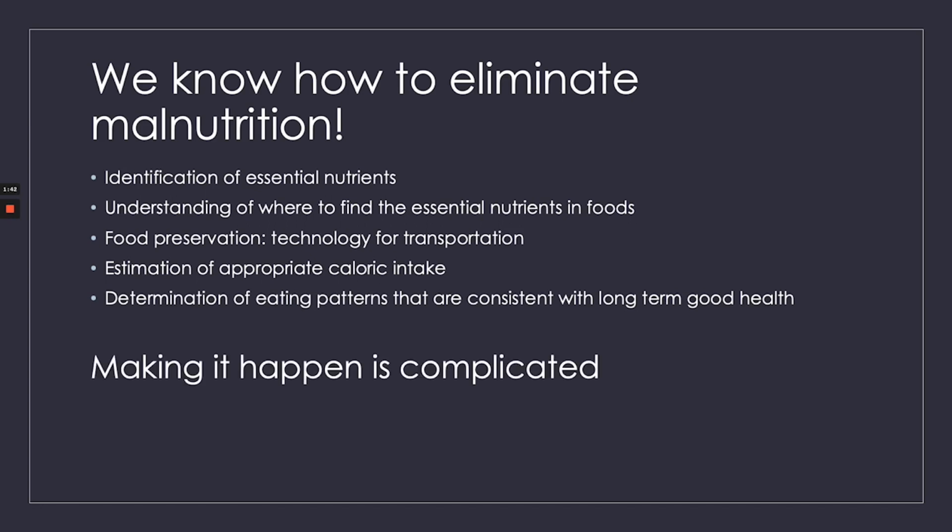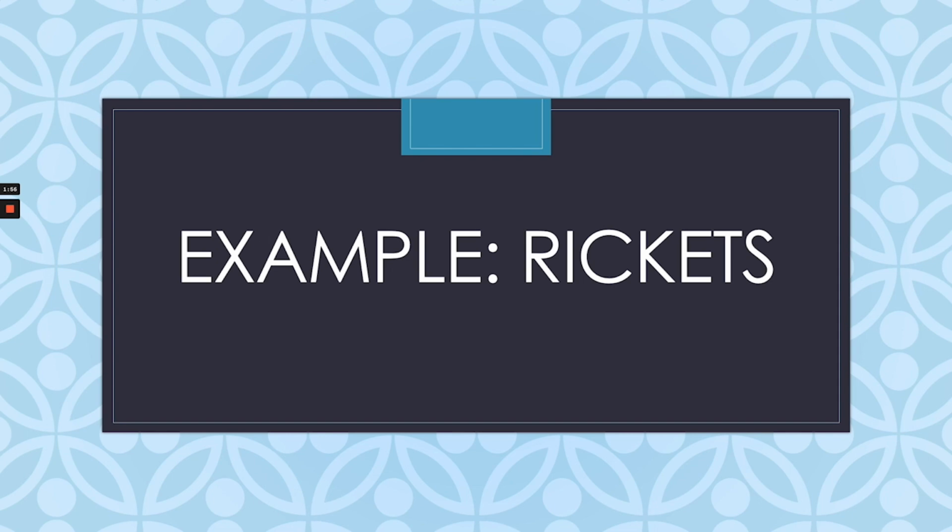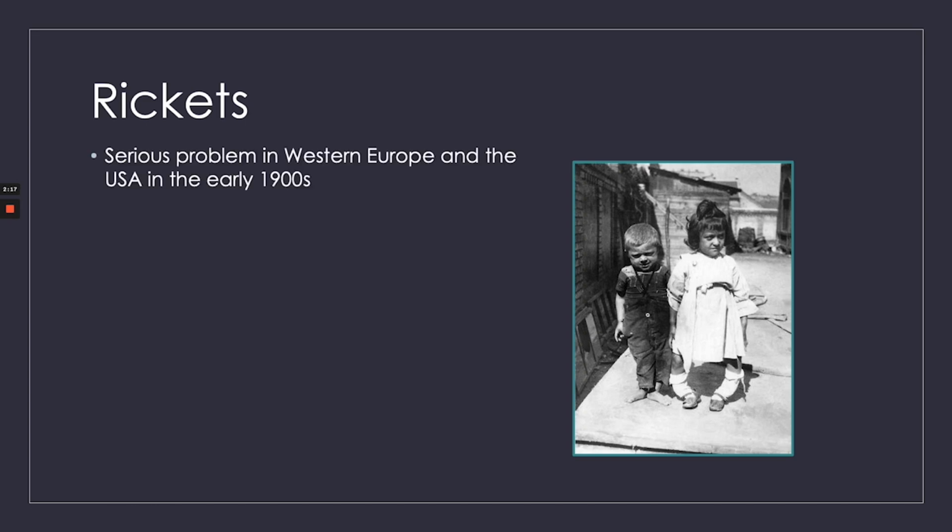However, the hard part is that making this happen is actually very complicated because there's other mitigating factors that keep these things from being implemented, including our own decisions. So I'm going to go over a historical example of how through the scientific process we've gained understanding about one aspect of human nutrition. We're going to talk about finding a cure for rickets. So what is rickets? It's a childhood disorder that involves softening and weakening of the bones. And you can see these children here on the right have bowed legs that are representative of the effects of this bone softening. Rickets was a serious problem in Western Europe and the US in the early 1900s.